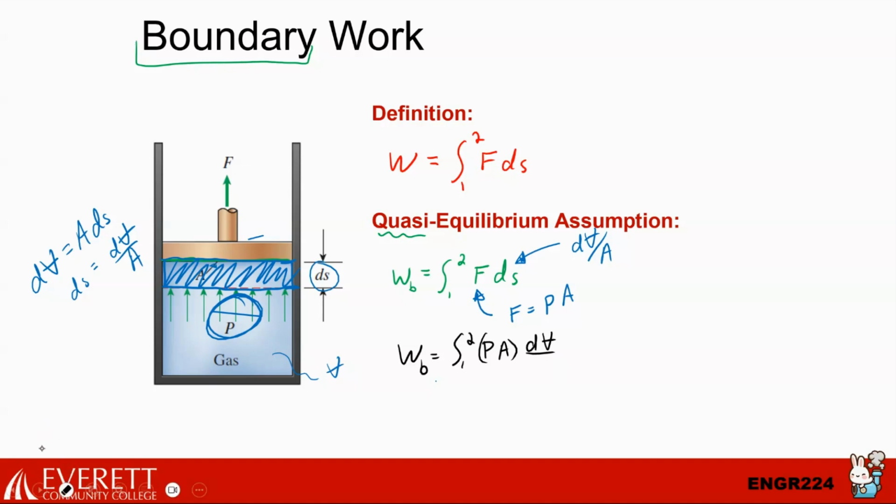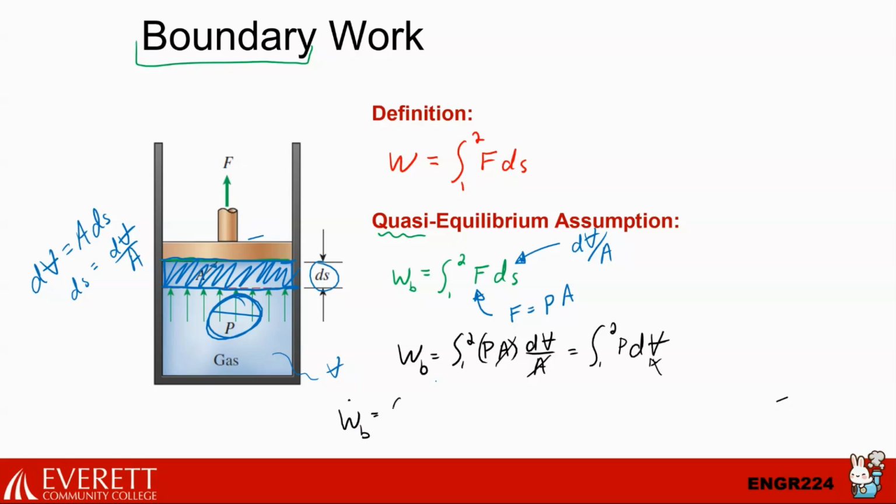Let's make that a little nicer. There's the A's cancel. So now my work at the boundary from 1 to 2 is PdV. So my limits of integration change from being position 1 to position 2 to volume 1 to volume 2, right? Because my limit changes. Essentially what I'm integrating with respect to changes. And so if I write this, I'm just writing this out in a different form.